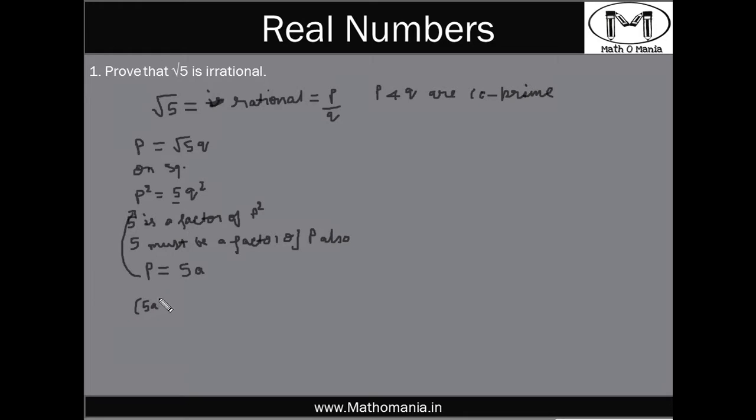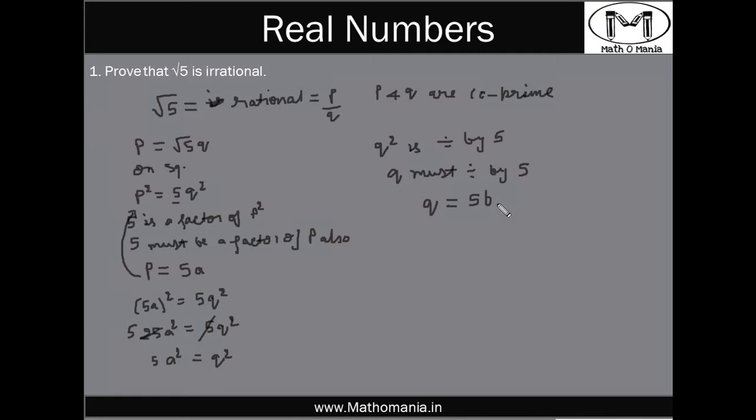So (5a) square is equal to 5q square. Now (5a) whole square is 25a square, which is equal to 5q square. We cancel this, and we are left with a square into 5 is equal to q square. Now this q square is divisible by 5, that means q must also be divisible by 5. So basically q is a multiple of 5. So let us write q as 5b.